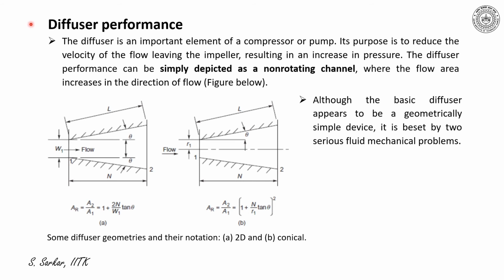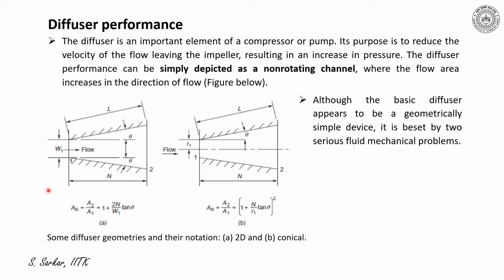I have explained here the performance of a diffuser. The diffuser is an important element of a centrifugal compressor or a pump. Its purpose is to reduce the velocity of flow leaving the impeller, resulting in an increase in pressure. The diffuser performance can be simply depicted as a non-rotating channel where the flow area increases in the direction of flow, as indicated in the figure.